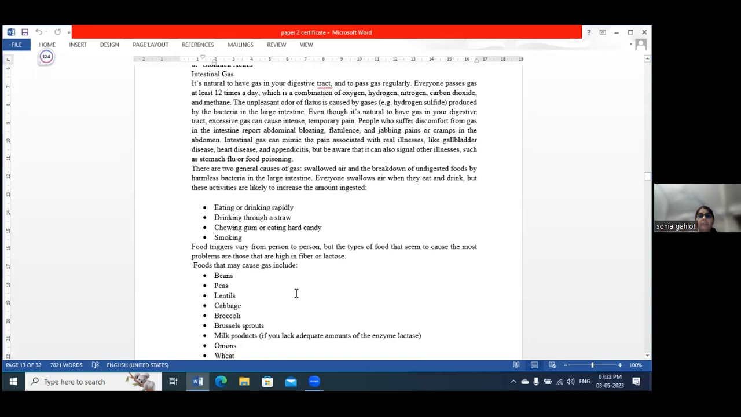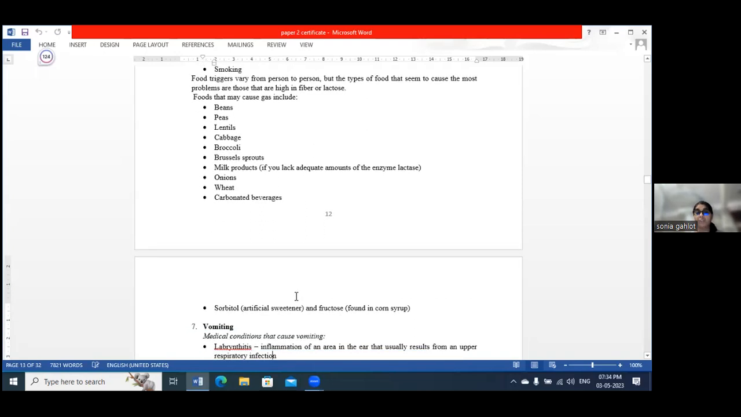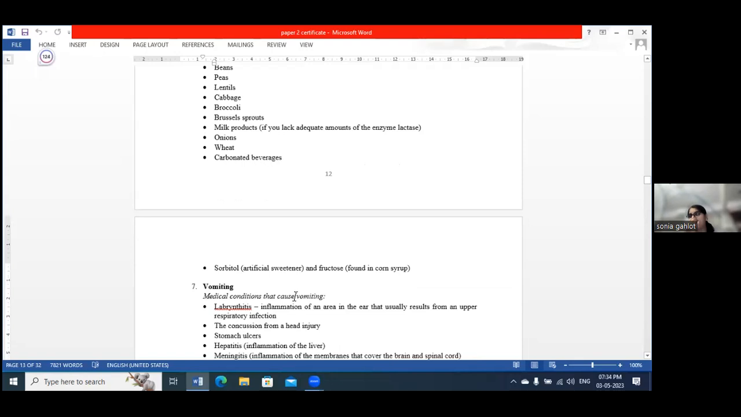Now triggers vary from person to person, that depends. If the physical activities of an individual are quite high, then the passage of those gases is very common, if you compare it with a person whose physical activities are not much. And there are plenty of foods that lead to gases like beans, lentils, cabbage, your milk products, onion, carbonated beverages, sorbitol. Now, these gases also have a relationship with what you are eating at what time period.